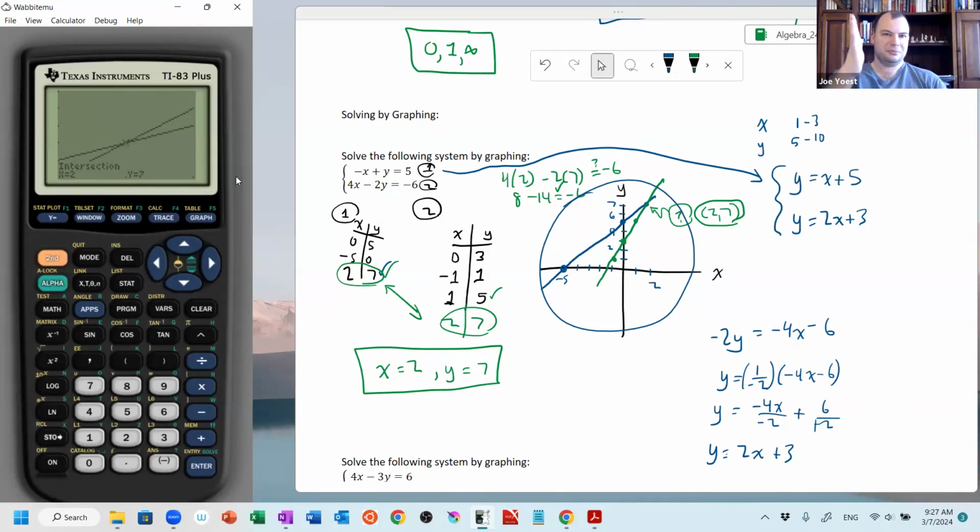It happened to be using the point 2, 7 anyway for the guess, just because that's what happened to be in the middle of the screen. But we see an intersection of 2, 7, verifying again that what we got visually works.